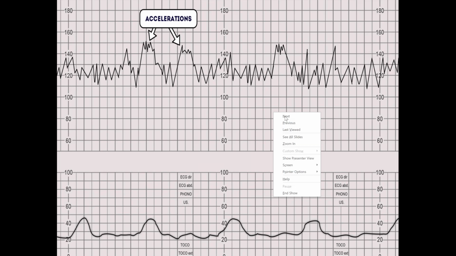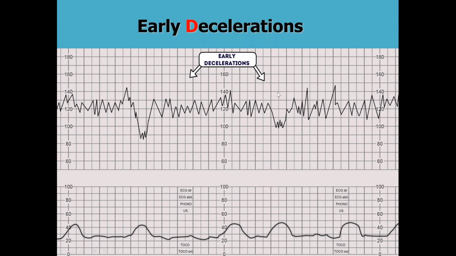What about the deceleration? Deceleration is very important. We have three types of deceleration: early, late, and variable deceleration. What are the causes of early deceleration? Head compression.